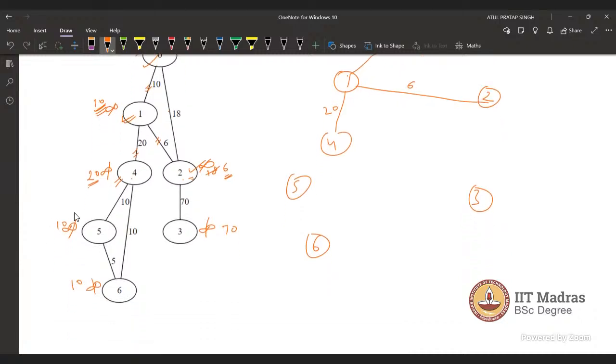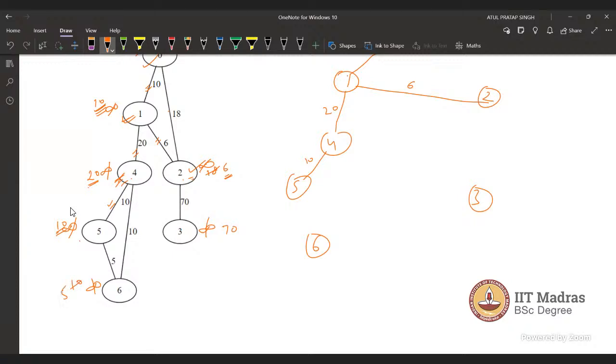Now 4 has been selected. Now we will select the next smallest weight. Here 10 and 10, two weights have the same weight, so we can select any of them. If we select 5, where are we getting this 10 value from? From 4, so this edge will be selected. If we update, the edge from 5 to 6 is 5, which is less than 10, so we will update this to 5.